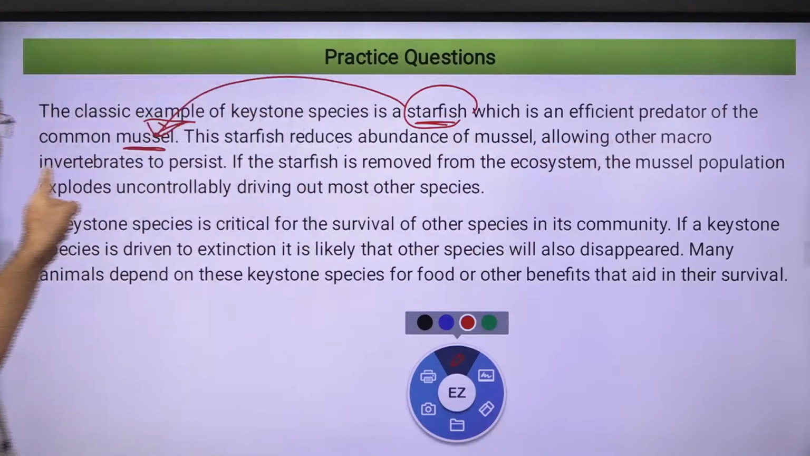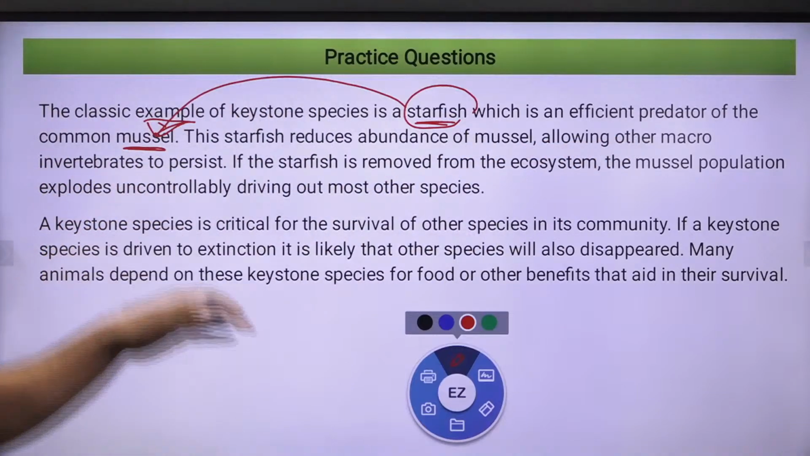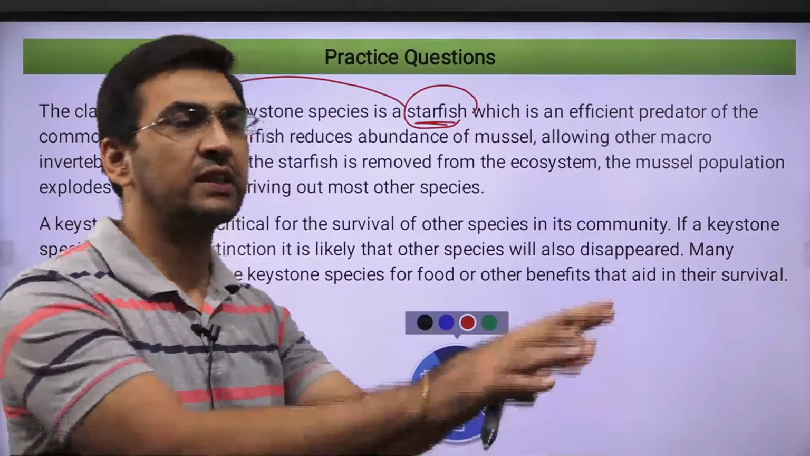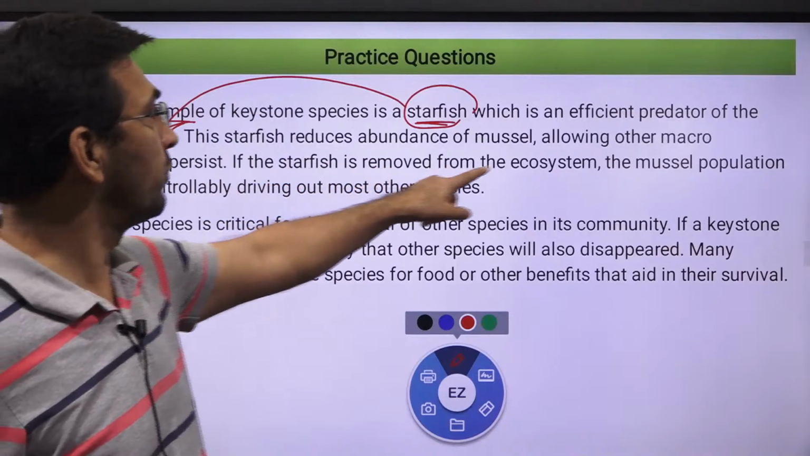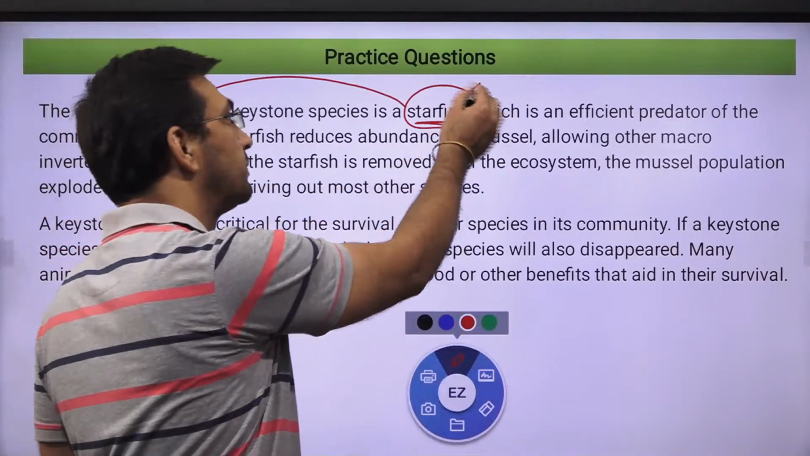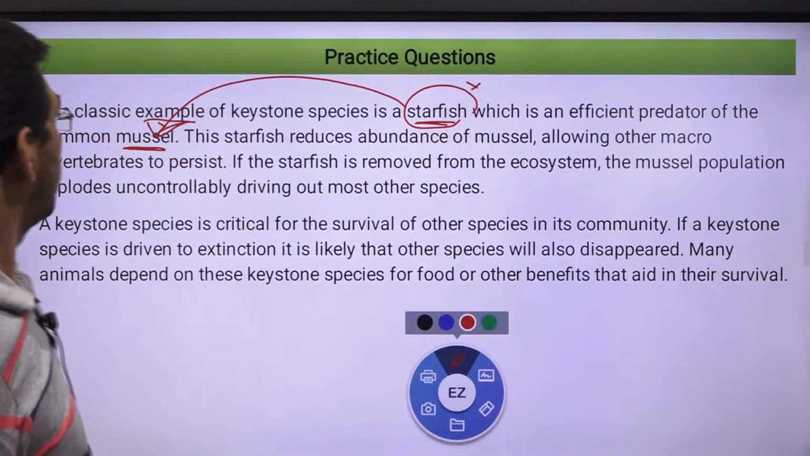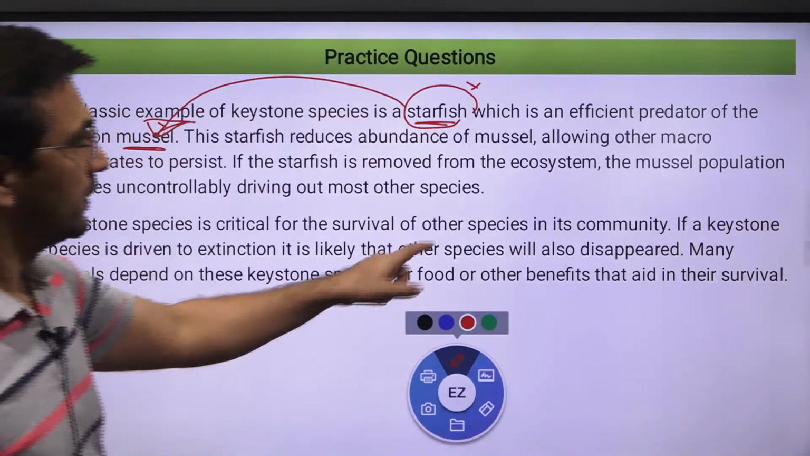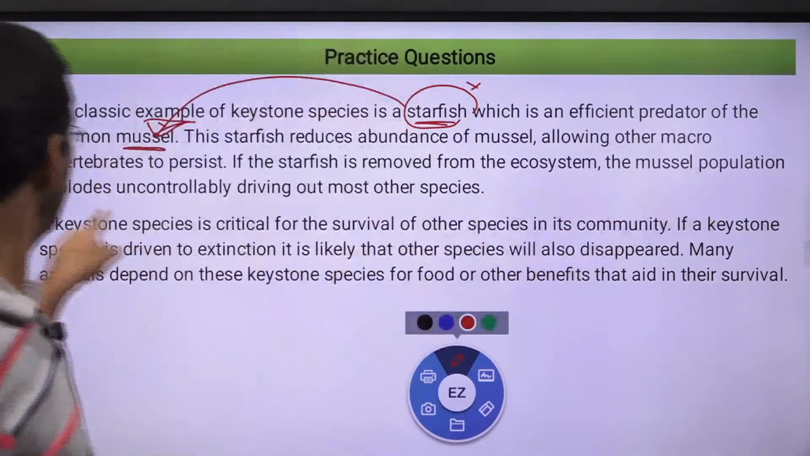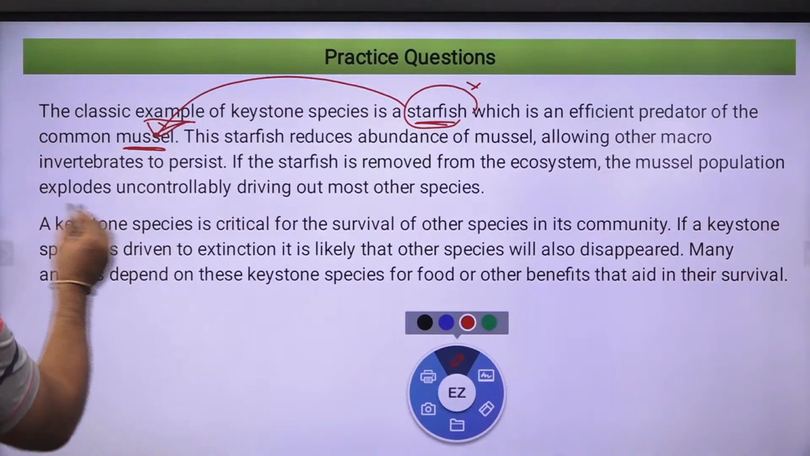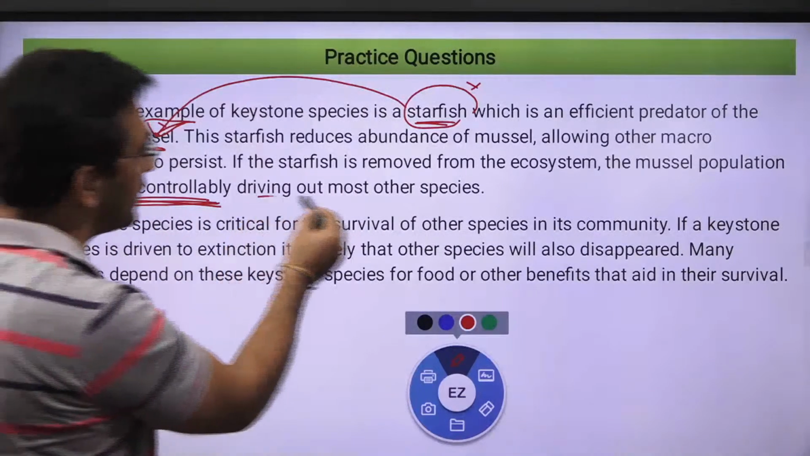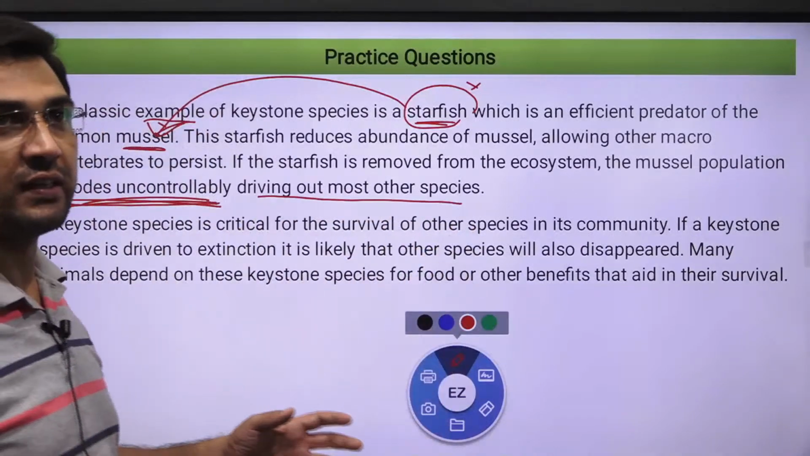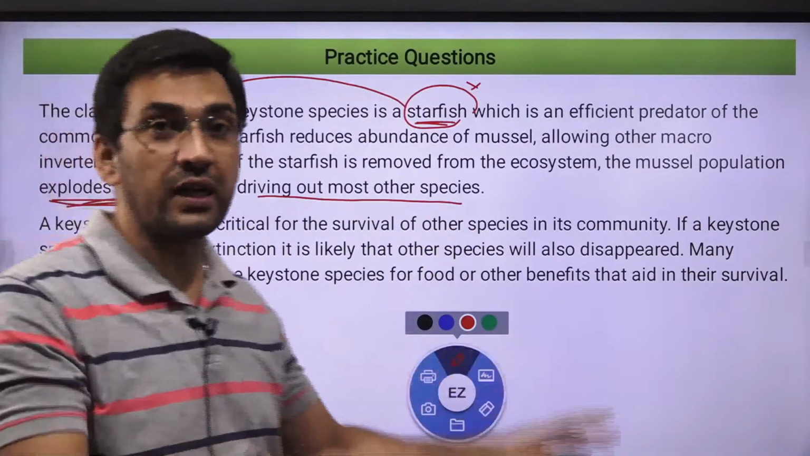Allowing other macro invertebrates to persist, मतलब जो और भी माइक्रो ऑर्गेनिज्म हैं वो फ्लोरिश कर सकते हैं उस एनवायरनमेंट में. दैट इज मीनिंग ऑफ दिस. इफ द स्टारफिश इज रिमूव्ड फ्रॉम द इकोसिस्टम, अब इसको खत्म कर दो, लेट अस से, देन ये जो मसल है ना, this muscle population explodes uncontrollably. इतनी ज्यादा डेवलप हो जाएंगी ये मसल्स कि इसके आसपास जो बाकी स्पीसीज सर्वाइव कर रही थीं उनको एग्जिस्ट नहीं करने देगी वहां पर.